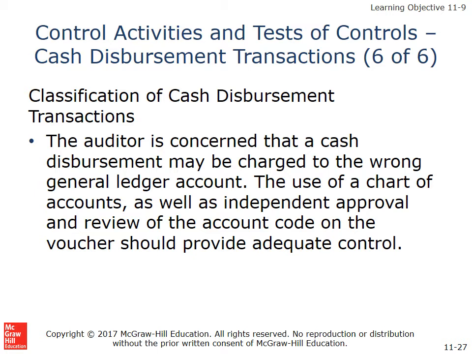The auditor is concerned that a cash disbursement may be charged to the wrong general ledger account. So we want to prove the assertion of classification. So we have all of those assertions: occurrence, completeness, authorization, accuracy, cutoff, and classification. So we use a chart of accounts as well as independent approval and review of the account code on the voucher to provide adequate control.